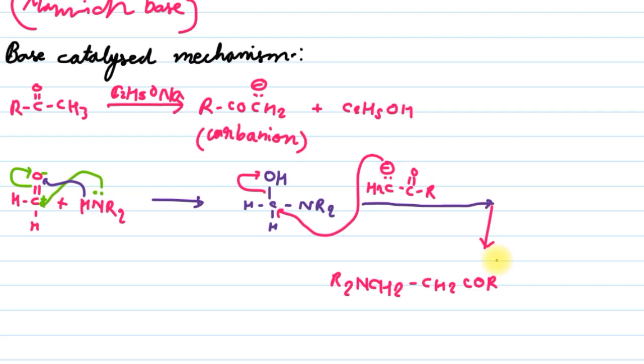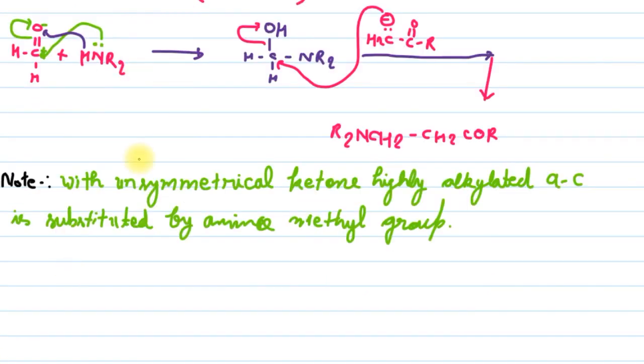Note, with unsymmetrical ketones, the more highly alkylated alpha carbon is substituted by the aminomethyl group. So let us see another example, very important.